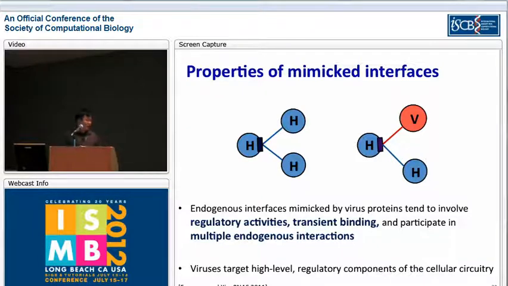So that explains why they can only target selected important proteins in the human cellular circuits. These tend to be high-level regulatory components, and viruses tend to target them in the most efficient way possible, use small interfaces, and so on and so forth.